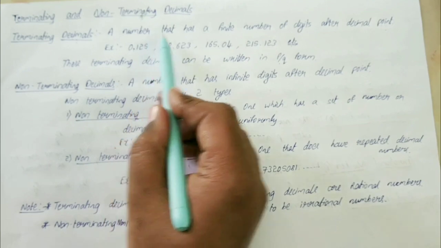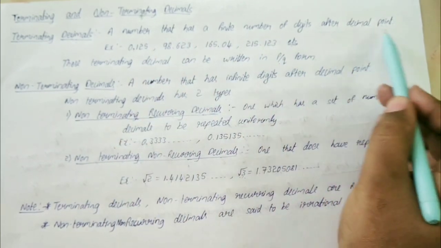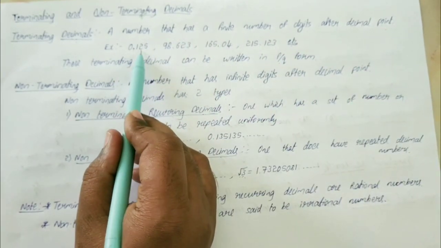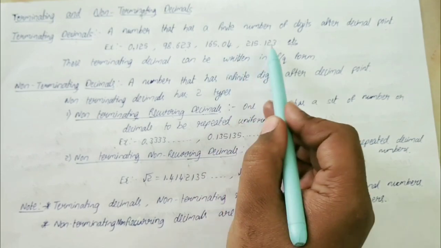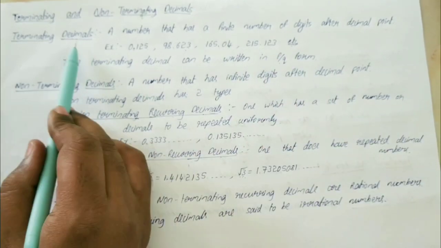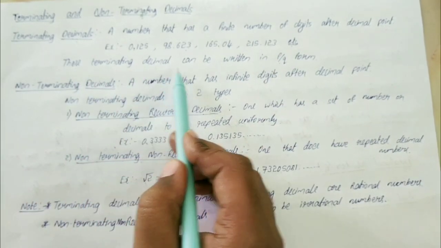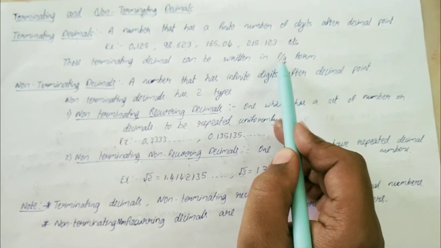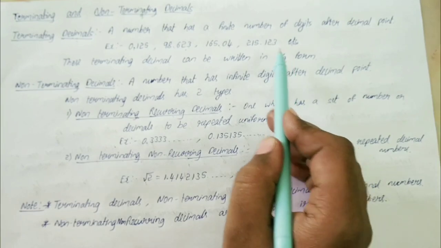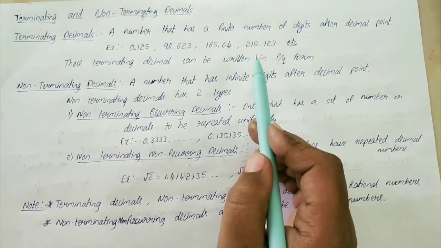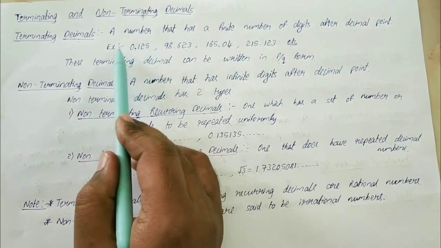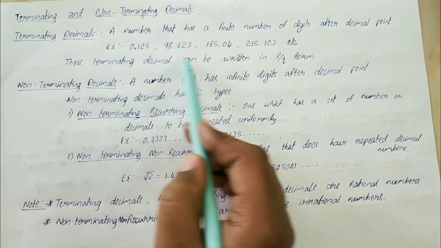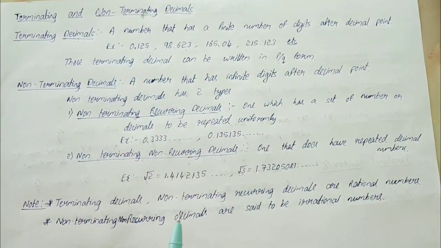So the numbers that have a finite number of digits after the decimal point, that's why we call them terminating decimals. These terminating decimals can be written in the form p by q. So what do we call the numbers which can be expressed in the form of p by q? Rational numbers, right? So these terminating decimals are rational numbers.